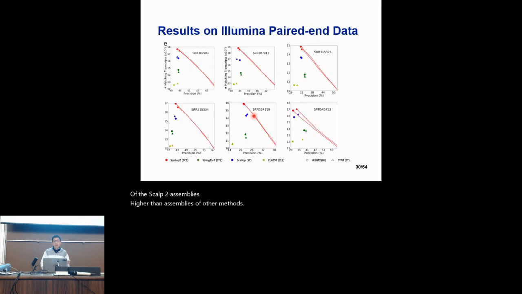We also compared those methods on Illumina paired-end data on 6 RNA-seq samples. Those points, again, correspond to the accuracy. And we draw the precision-recall curve of Scallop 2 by changing the predicted abundance. And again, you can see the curve is above the points of other methods, again showing that Scallop 2 gives higher accuracy.